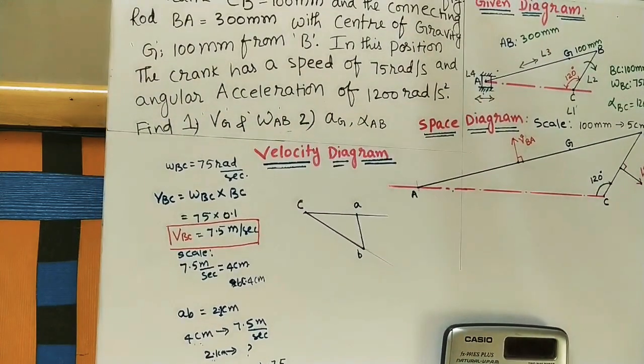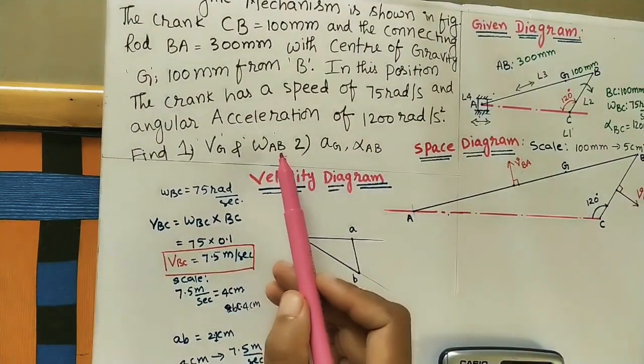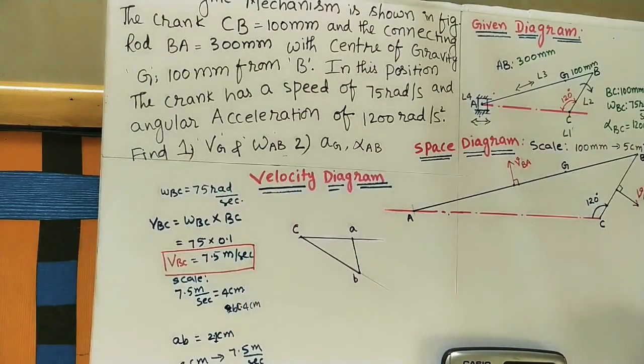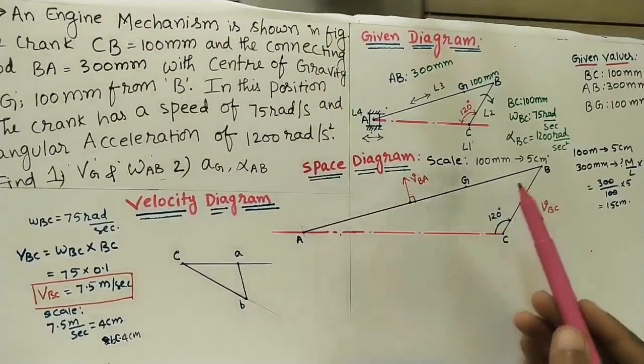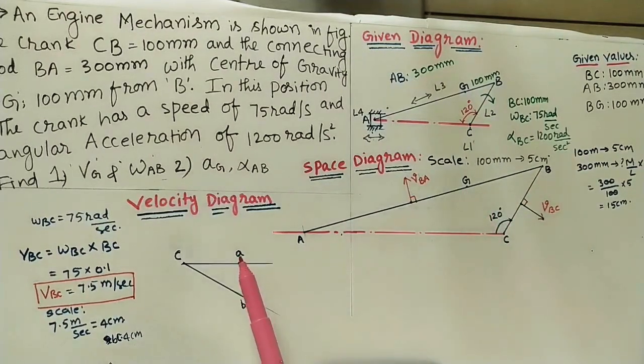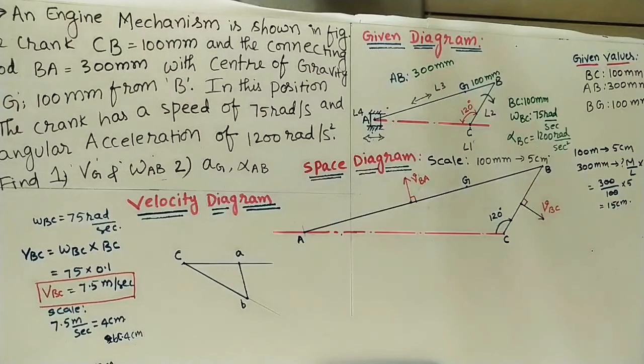Okay. After that we did this part. We need to find the G velocity. First we have to mark the G point in this velocity diagram. Where is the G point? It is on the AB connecting rod. Here also we have to mark the G point on AB.